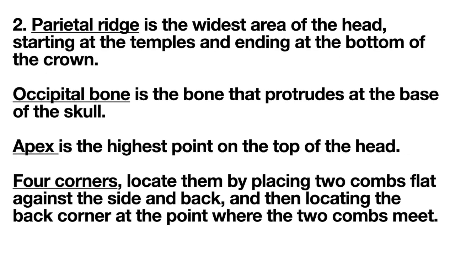Parietal ridge is the widest area of the head, starting at the temples and ending at the bottom of the crown. Occipital bone is the bone that protrudes at the base of the skull. Apex is the highest point on the top of the head. Four corners: locate them by placing two combs flat against the side and back, and then locating the back corner at the point where the two combs meet.